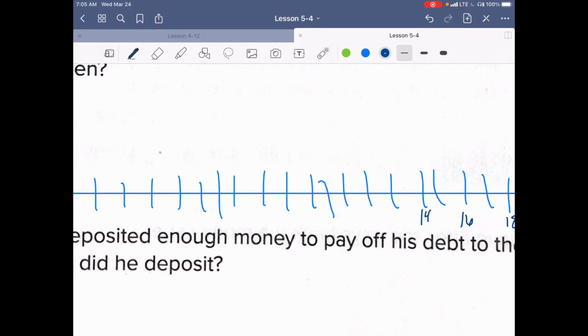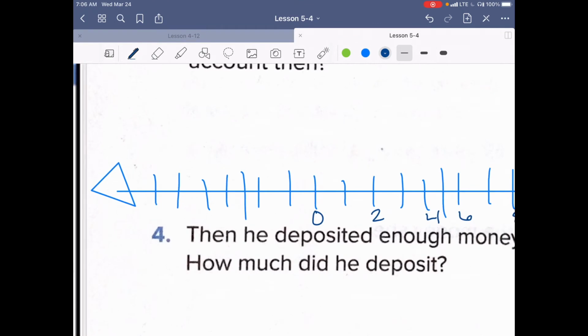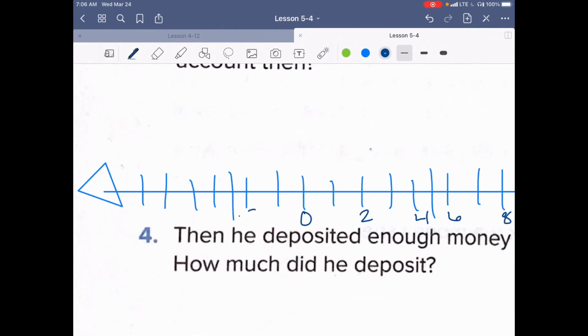14, 12, 10, 8, 6, 4, 2, 0. Oops, that looks more like a 6. 0, -2, -4, -6. All right, and this last line would have been -7.